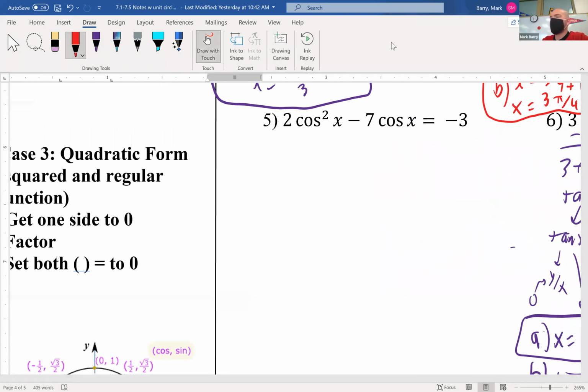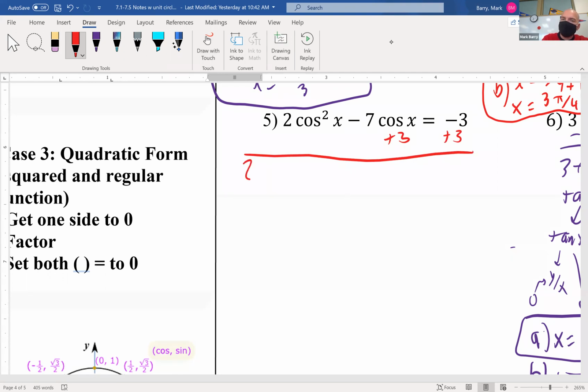We see we have a cosine squared and a negative 7 cosine. Some people may be thinking about factoring out a GCF of cosine there, but we actually don't want to do that. The reason why is we don't want to factor when we're equal to -3. We only want to factor when we're equal to 0. So the first thing I need to do is add this 3 over to this side.